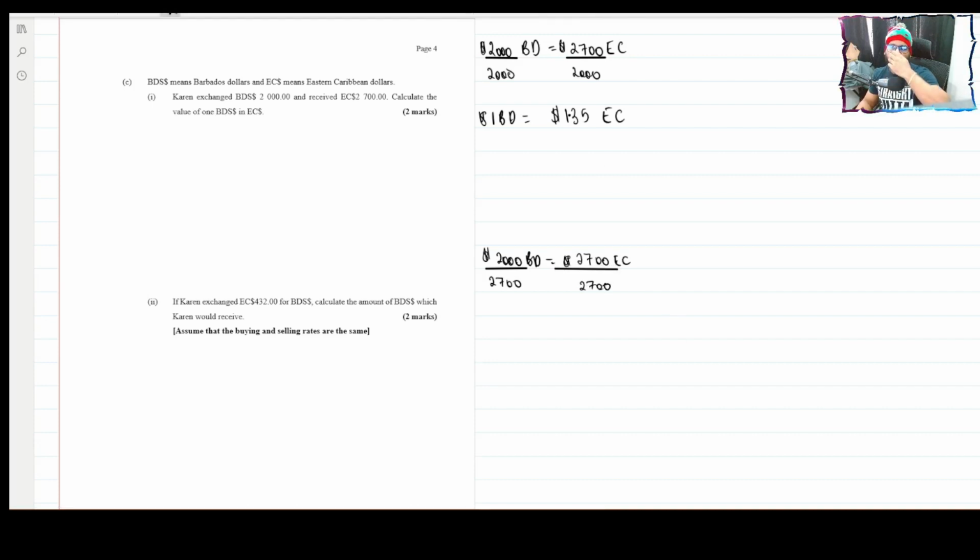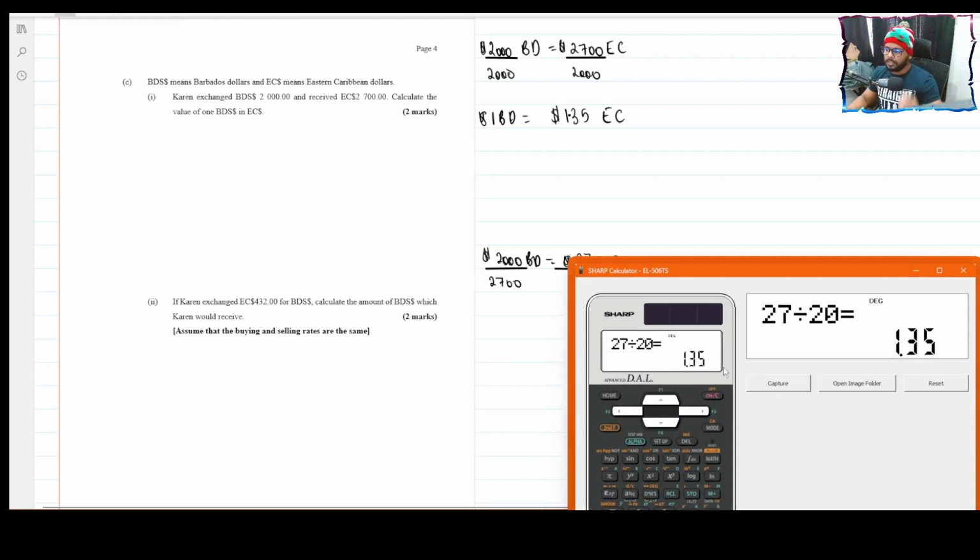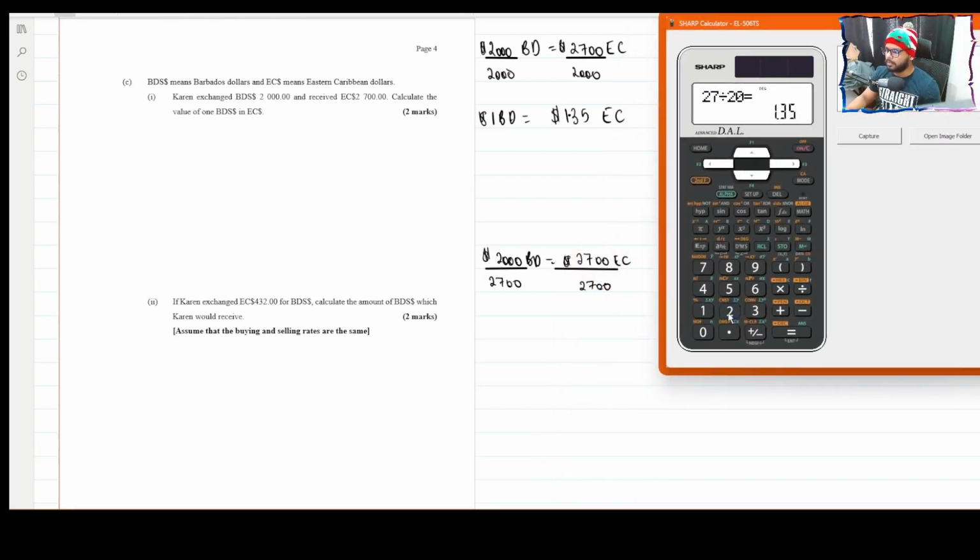What I'm going to do here, I am going to check and see what 2,000 divided by 2,700 is. I don't like to represent numbers like this. So what I will do to make myself very, very accurate, I'm going to leave 2,000 over 2,700. The 2 zeros could cancel out. This amount of Barbados dollars is 1 Eastern Caribbean dollar.